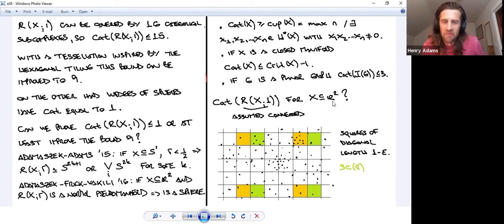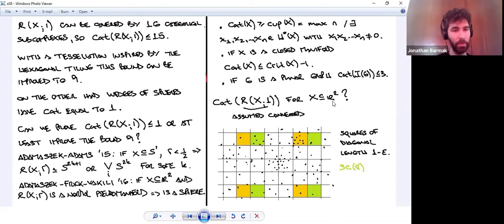I had maybe a short question and then a quick comment and a longer question. So the short question, I really like this bullet you have there that if G is a planar graph, then the category of the independence complex is at most 3. And you gave a nice argument. I mean, this argument furthermore proves that for any graph, the category of the independence complex is bounded by the chromatic number minus 1. Is that right? Yes, exactly. What you're saying, yes.